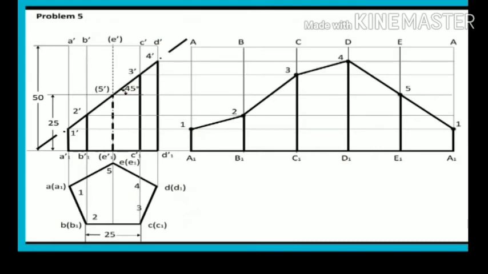Now here we have drawn the prism. Here the base edges and corners are BB1, CC1, DD1, EE1, AA1. B1 dash and C1 dash are away from the vertical plane and nearer to the observer. So the pentagon is drawn in this pattern.